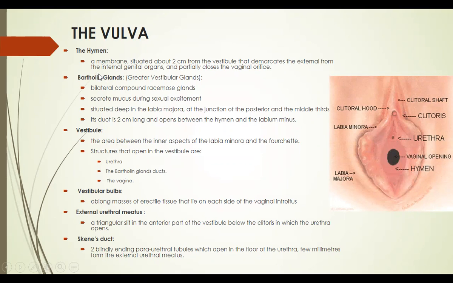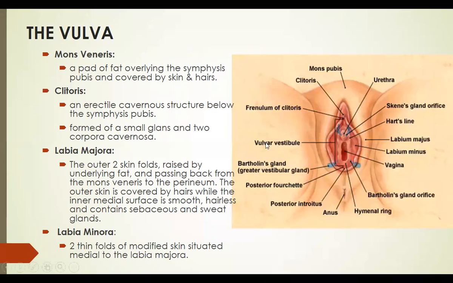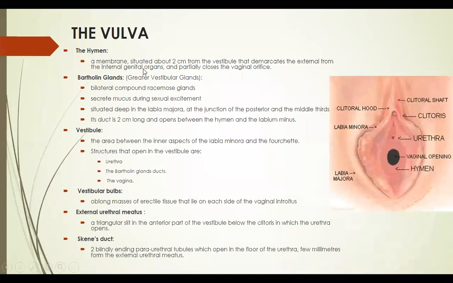Then we have something called the Bartholin glands. These are greater vestibular glands, bilateral, composed of racemose glands. If you see here, these are the Bartholin glands. There is also one more type of gland, called the skene glands. We'll talk about that. So Bartholin glands are the greater vestibular glands. They will be present over here. They secrete mucus during sexual excitement.